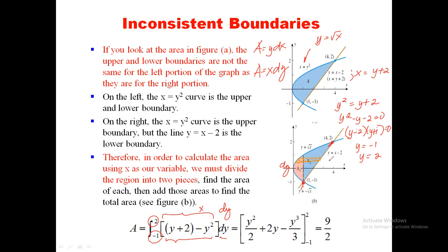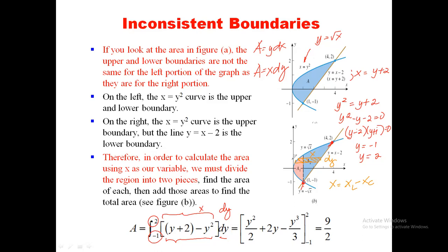Now, if this is your dy and this is your x, I'll erase this. There's no need for you to have separate areas, although you can still solve it like that. I'll just draw the element again. So your x here would be the x of the line minus the x of the curve. So the x of the line is y plus 2. You see it here, y plus 2, and the x of the curve, which is y squared.